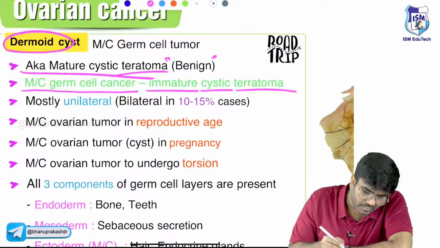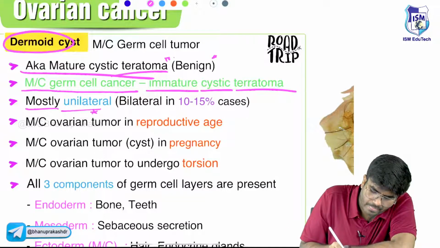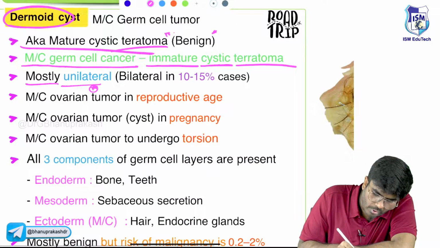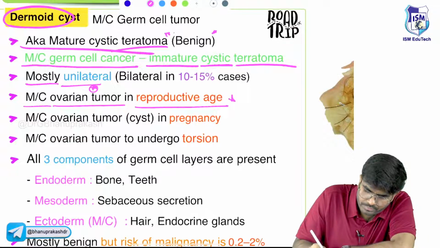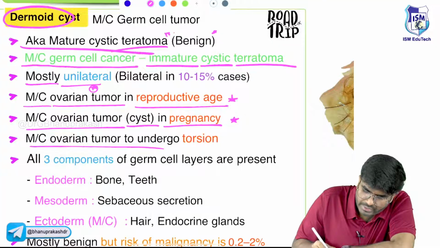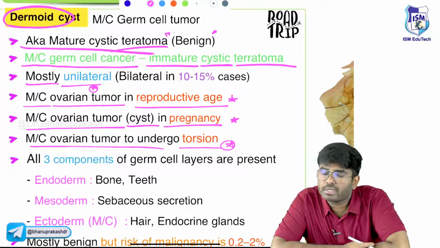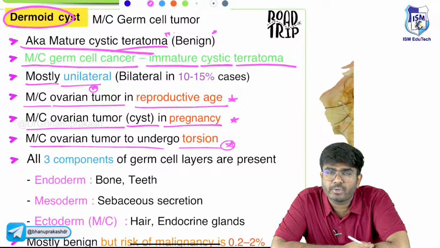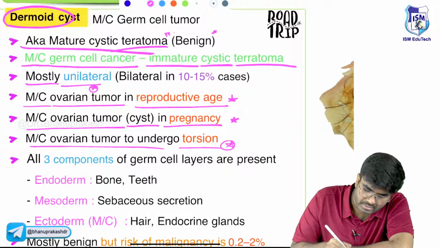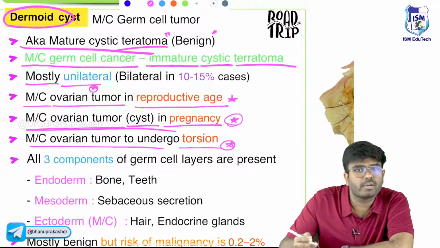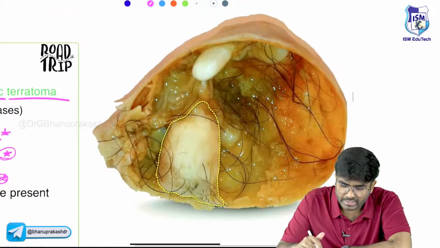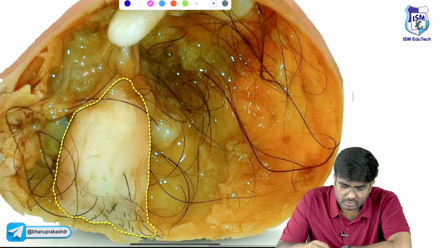They are mostly unilateral. It's the most common ovarian tumor in the reproductive age group, and the most common ovarian tumor during pregnancy. It can undergo torsion. So three things: which ovarian tumor will undergo torsion? Teratomas. Most common ovarian tumor in the reproductive age group? Teratomas. Most common during pregnancy? Teratomas.